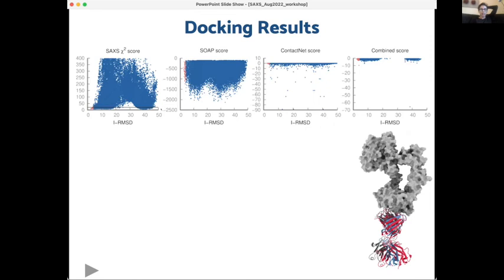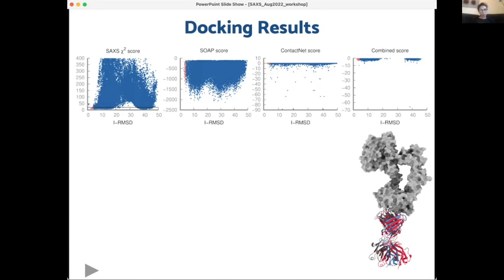On the x-axis, we have interface RMSD, how far we are from the correct model. And on the y-axis, we have the score. So we want our score to go down and be funnel shaped as the RMSD goes down. And here indeed, we see that with SAXS, all the correct models, which I show here in red. Every dot corresponds to a single docking model. The red models are the ones with RMSD below 4 angstrom.